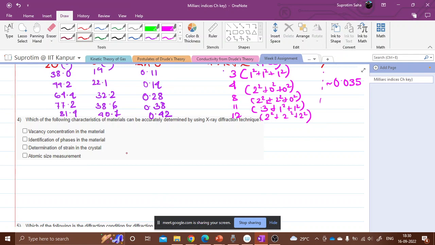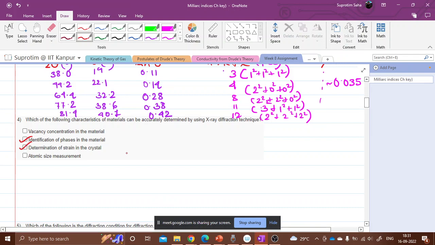Identification of phases in the material, that can be done, because if you have a stoichiometric combination of different types of elements forming a compound with different stoichiometries of the respective elements, you'll be able to understand the phases, because those compounds will have definite peaks. So it will give you definite peaks if you do an XRD measurement. And determination of strain in the crystal is also quantified, as you also know from the video itself. All right.